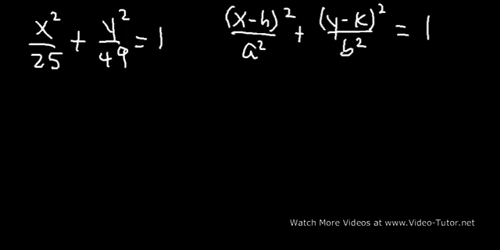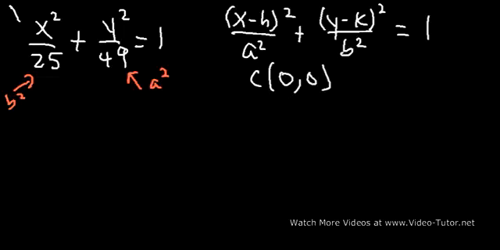Now, the a squared is not always under the x. A squared could be under y minus k. What you need to know to distinguish between a and b is that a squared is the larger of the two. So in this case, for this problem that we have, this is actually a squared because 49 is larger than 25. 25 is actually b squared. Now we need to realize that the center is 0, 0, because if you see just x squared and y squared, if it's not like x minus 2 or y plus 3, then the center is 0, 0. So it's based on the origin.